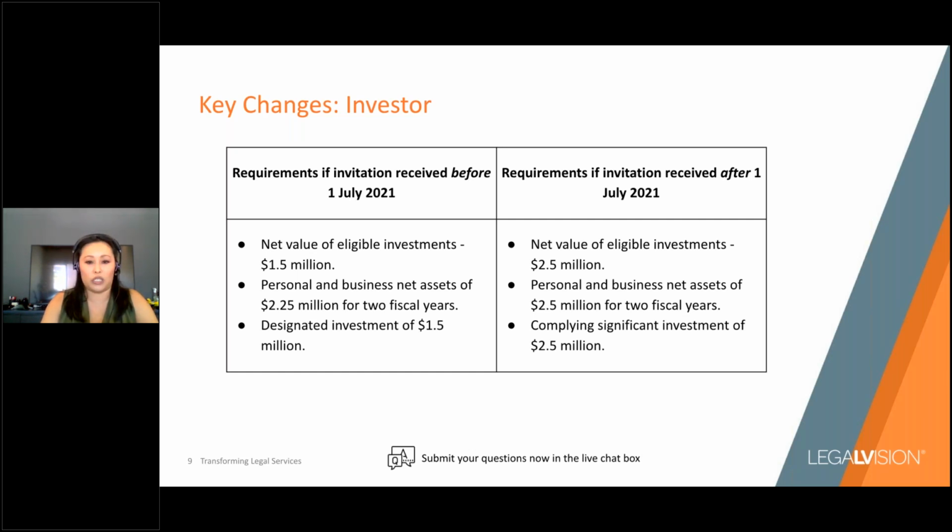After 1 July 2021, you now need to invest into complying significant investments of at least 2.5 million. And that essentially means that you need to engage a fund manager that is an Australian financial licensed fund manager to essentially manage those compliant significant investments for you.